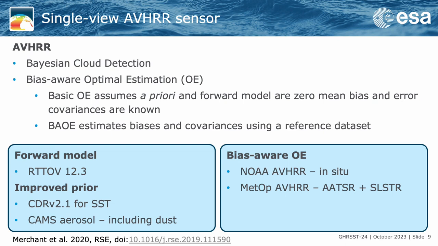This uses a match-up dataset of satellite observations and reference SST to retrieve the biases and error covariance matrices, similar to the bias correction techniques used in data assimilation. For the METOP AVHRRs, we can use the dual view sensors as the reference, so their retrieval remains fully independent from in situ. However, the earlier AVHRR instruments do not overlap with the dual view sensors, so for consistency, all the NOAA AVHRRs are referenced to in situ measurements.